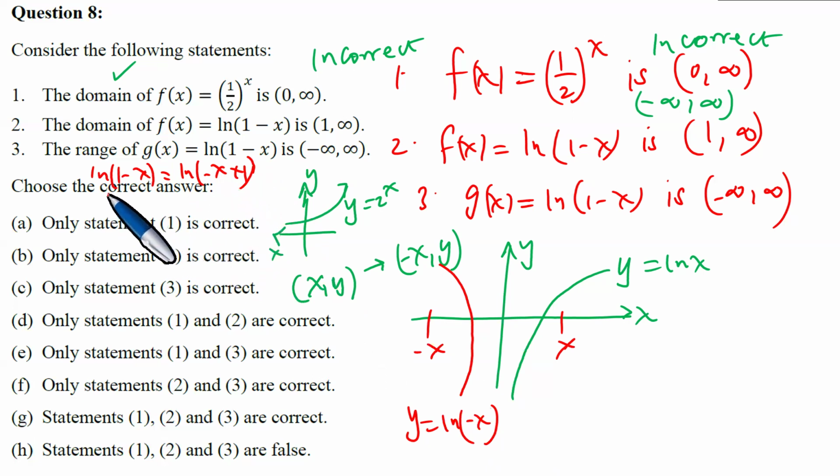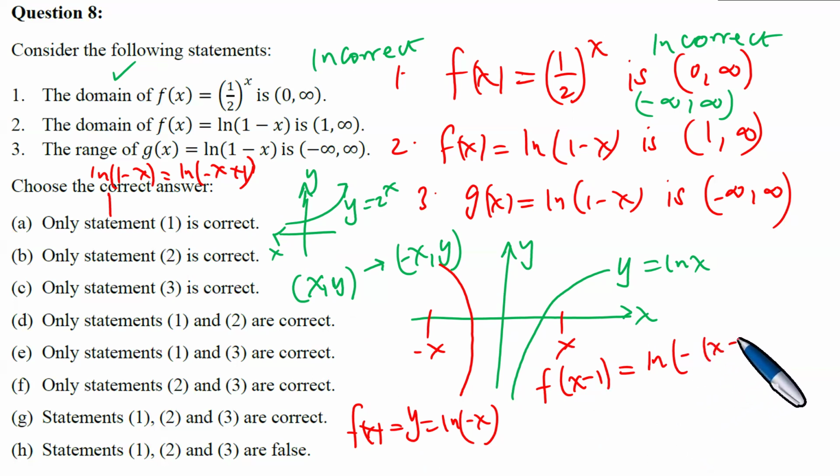But also, you need to realize that this is a very tricky question. So this is like f of x equals this. f of x is the ln of minus x. If you want to perform the transformation here, you would have x minus 1, so x minus 1 is going to become the ln of minus, and then the x becomes this. Look carefully, so that is what you're going to have.